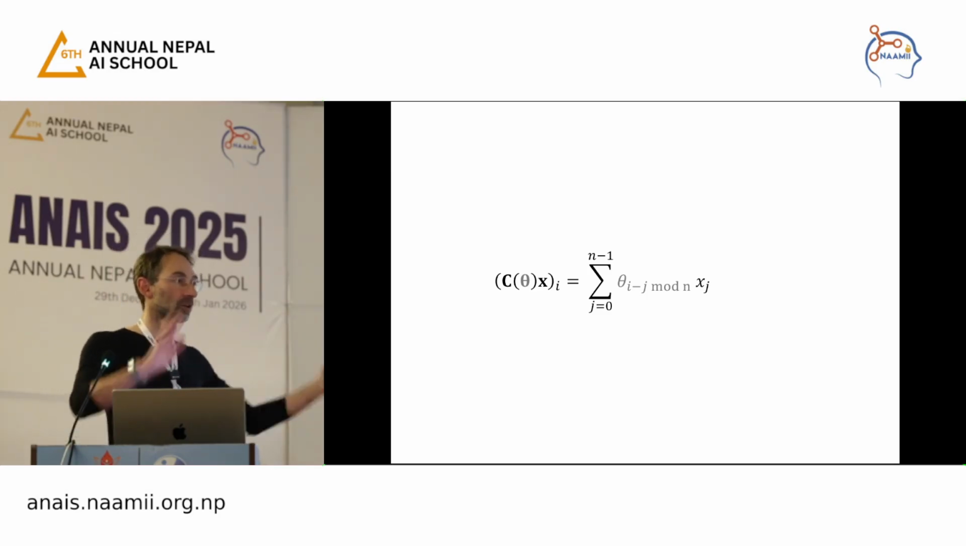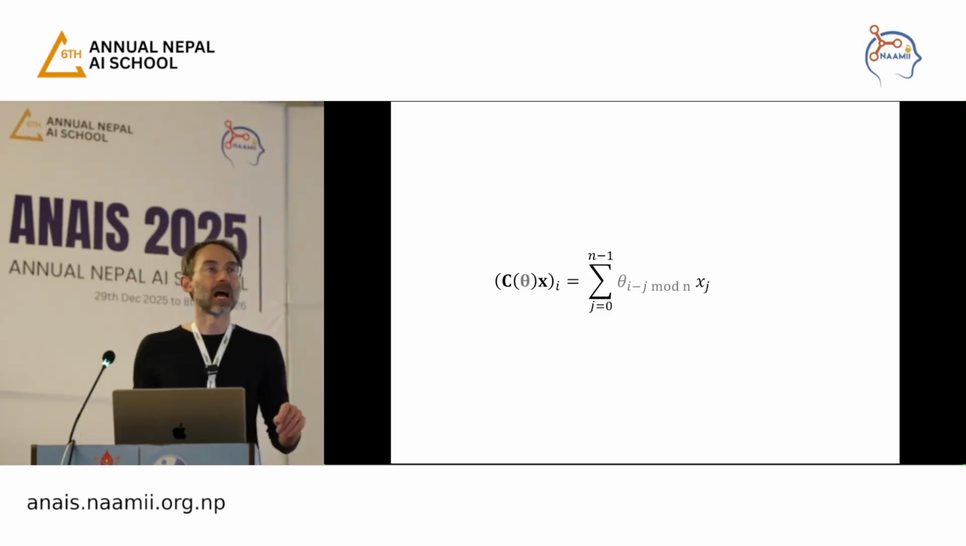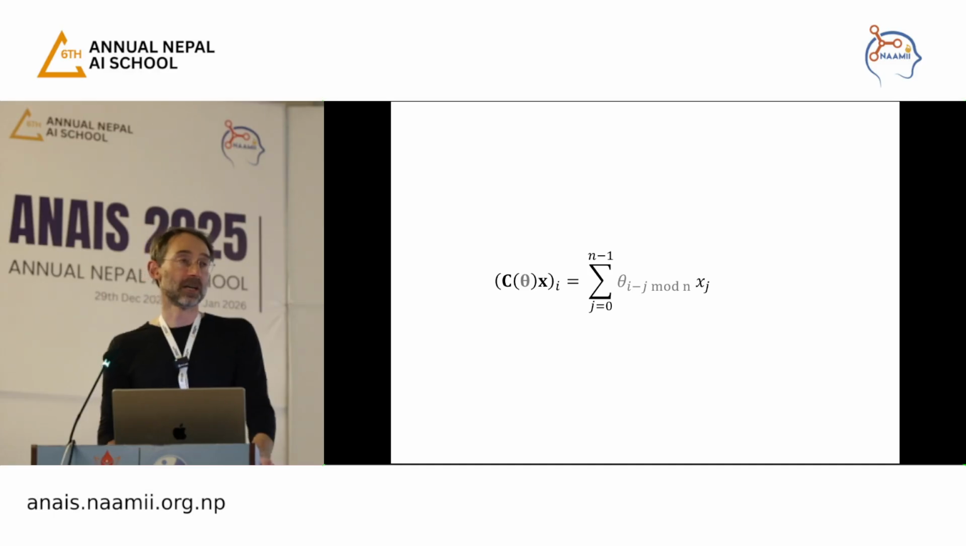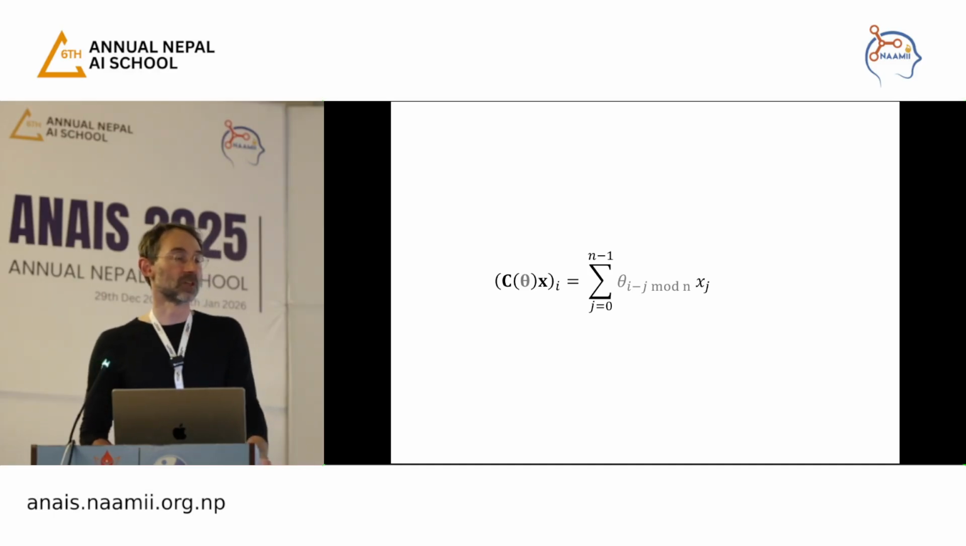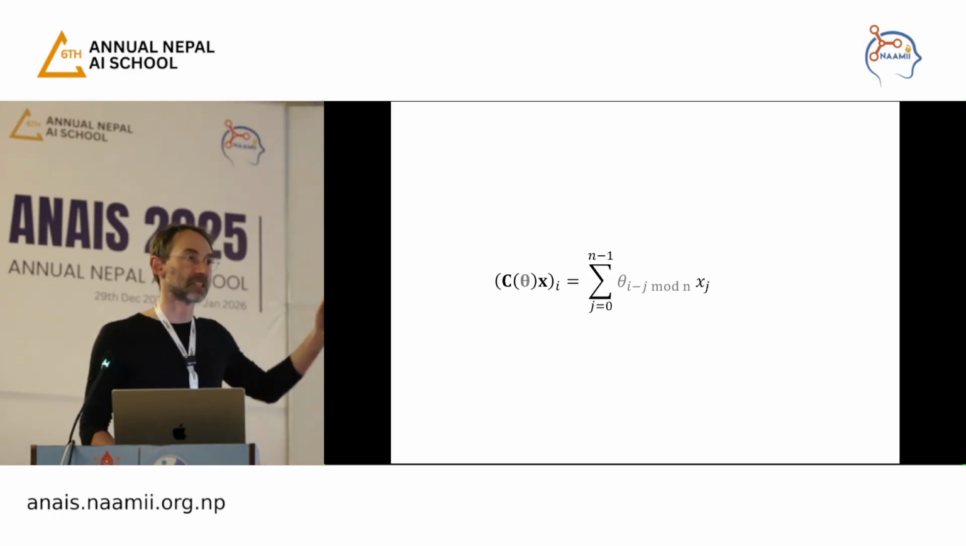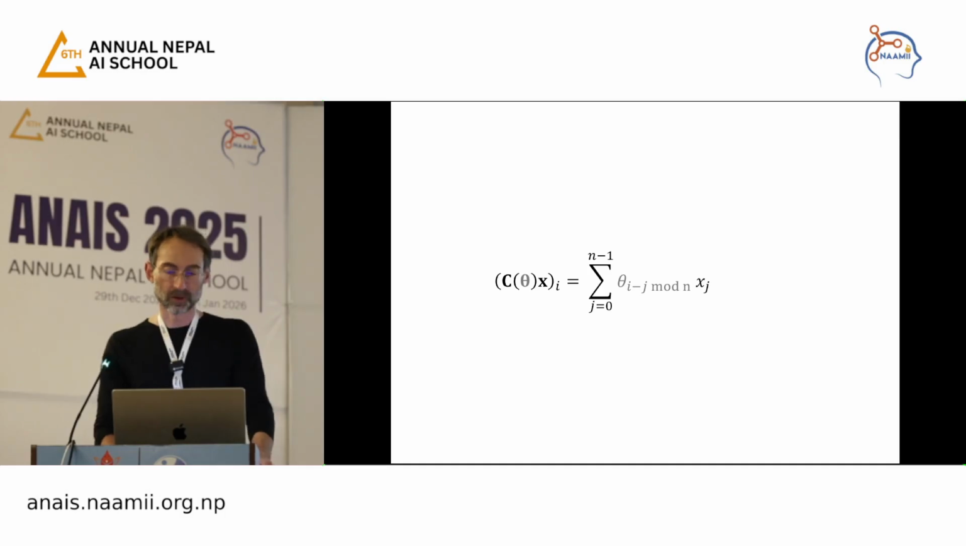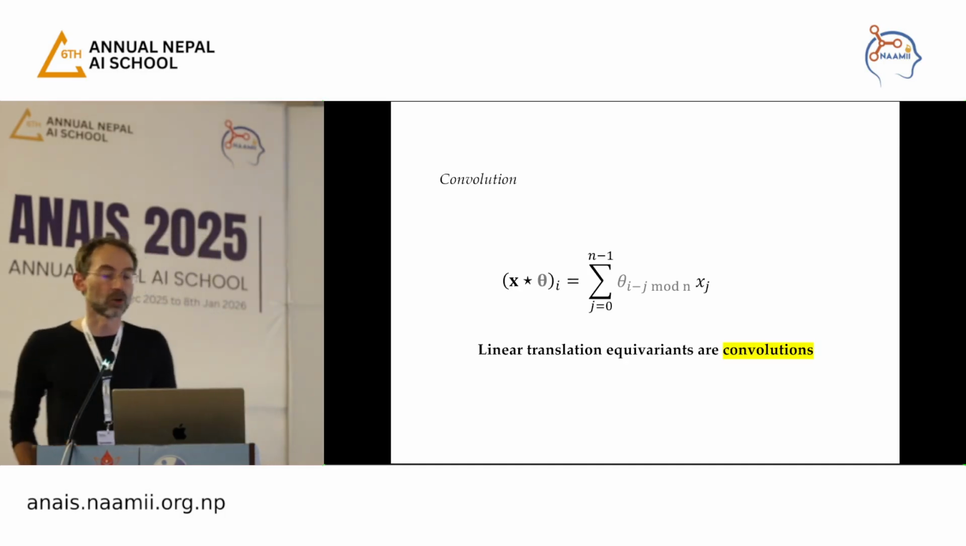But again, it's not a formula that lands somewhere out of the blue. We got it from our consideration of translational symmetry, right? So the commutativity with the shift gave us this special structure, okay? So linear translation equivariants are convolutions.